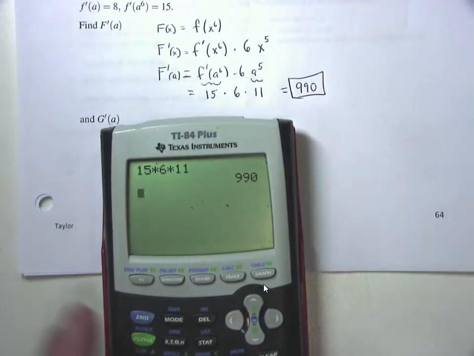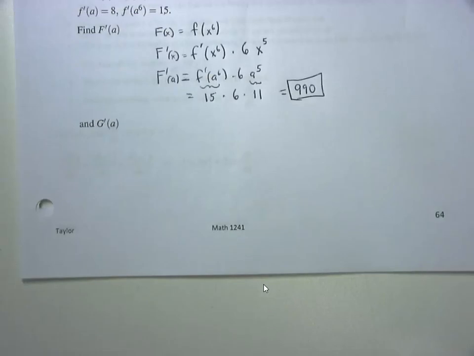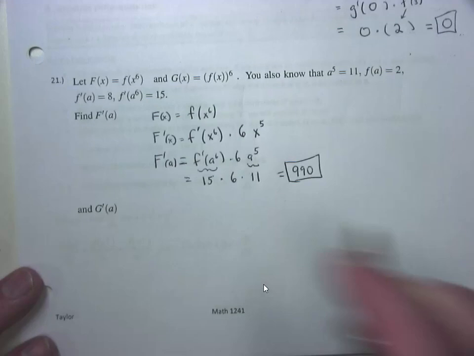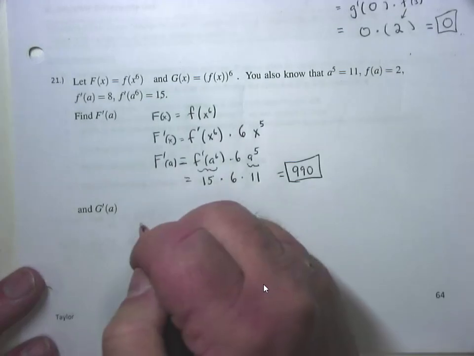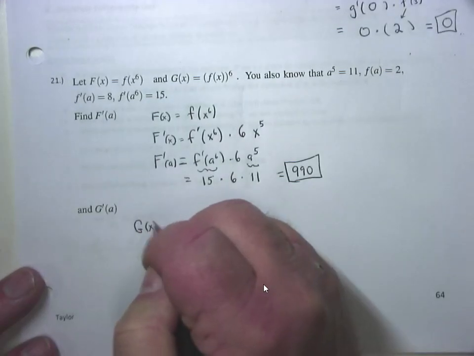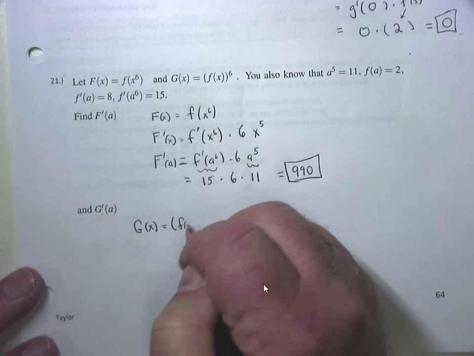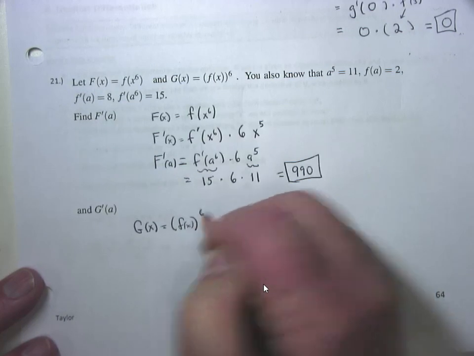This is the solution. Does that make sense? Again, another Weberberg problem. You got one just like it. Now this one, I'm going to do the same thing, but this was g of x. G of x was equal to f of x raised to the 6th power.